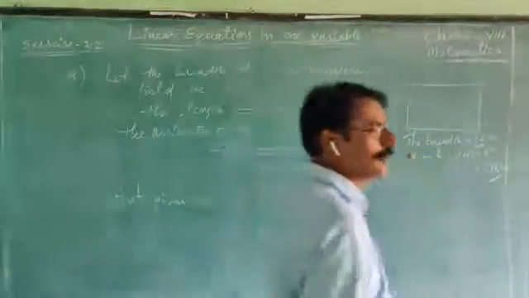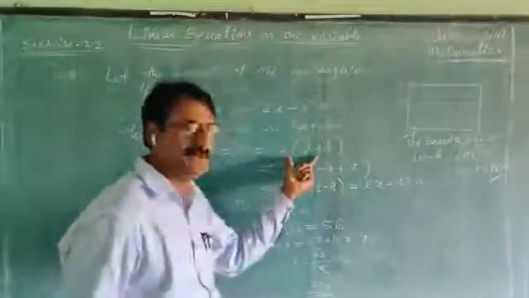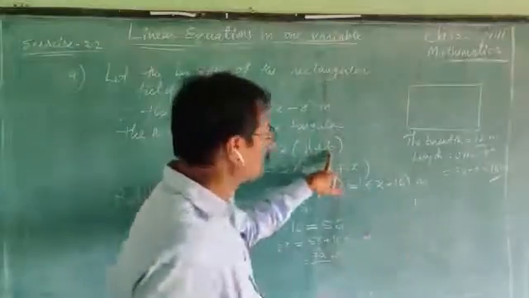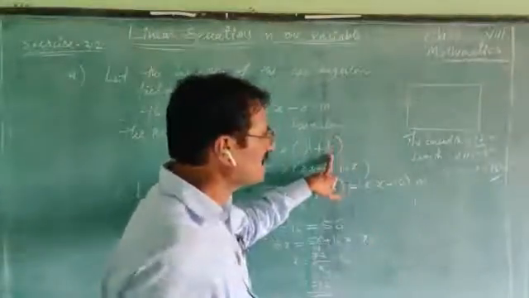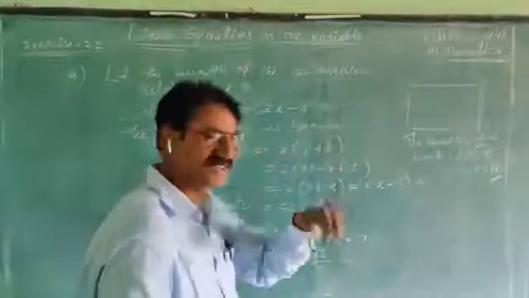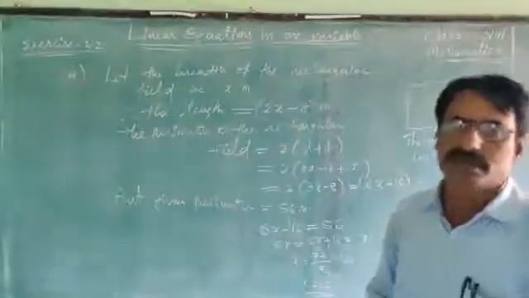Are these two values right or wrong? Just substitute these two in the perimeter formula. 2 into L value how much? 16. Breadth value how much? 12. 12 plus 16 how much? 28. 2 into 28 is 56. So, we got the correct answer.